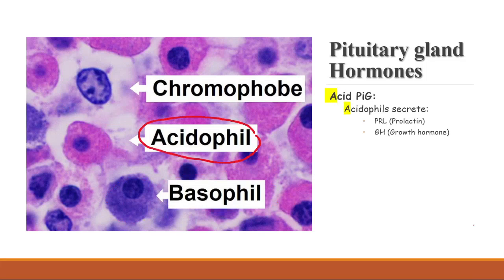Okay, let's see this one. Acid pig. Okay, and pig is pink, right? So acidophils secrete prolactin and growth hormone. Okay, as you guys know, the pig is pink. So acid pig, acidophils, right? Acidophils which stain pink like that. So prolactin and growth hormone.